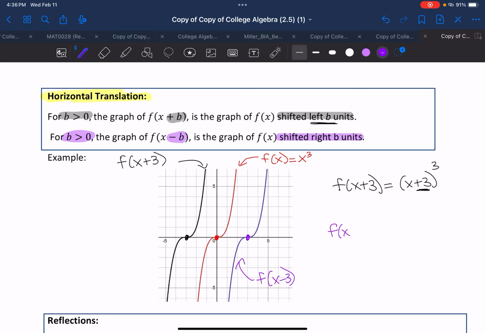And f of x minus 3 is equal to x minus 3 on the inside all cubed. And again, I'm just using random base graphs for these examples, but this is true for any base graph. For absolute values, square root, it works the same way.